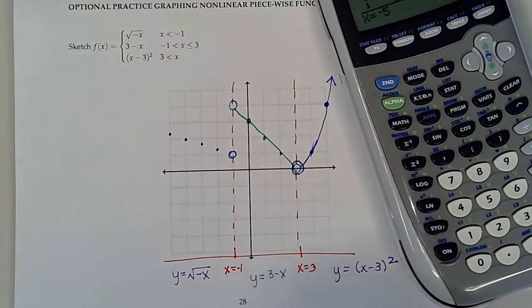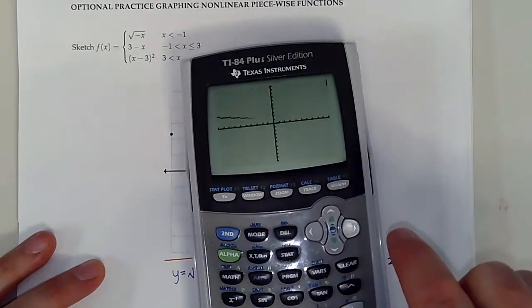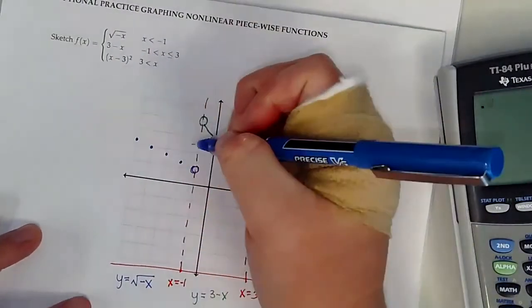And then in terms of what that actually looks like, that square root function, if you're not familiar, has kind of that curved look to it. So we'll draw kind of a curved line connecting these.